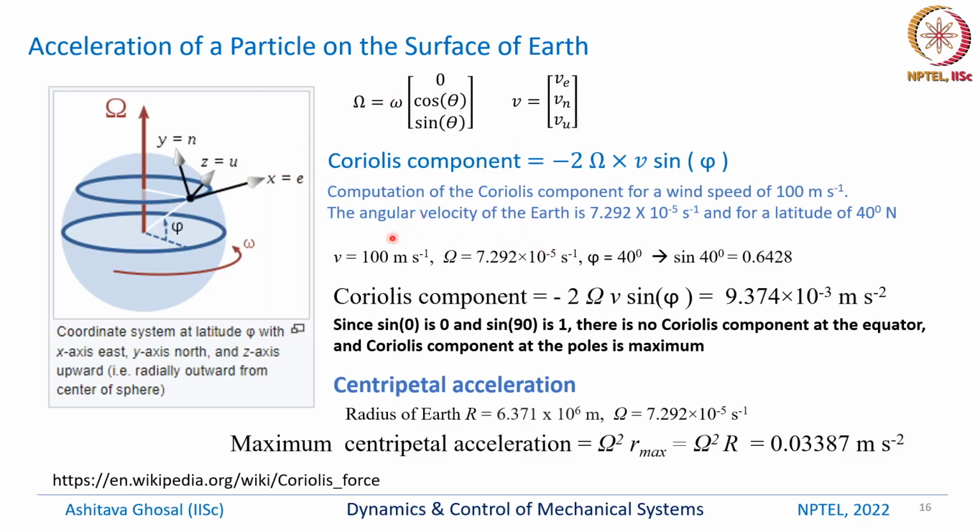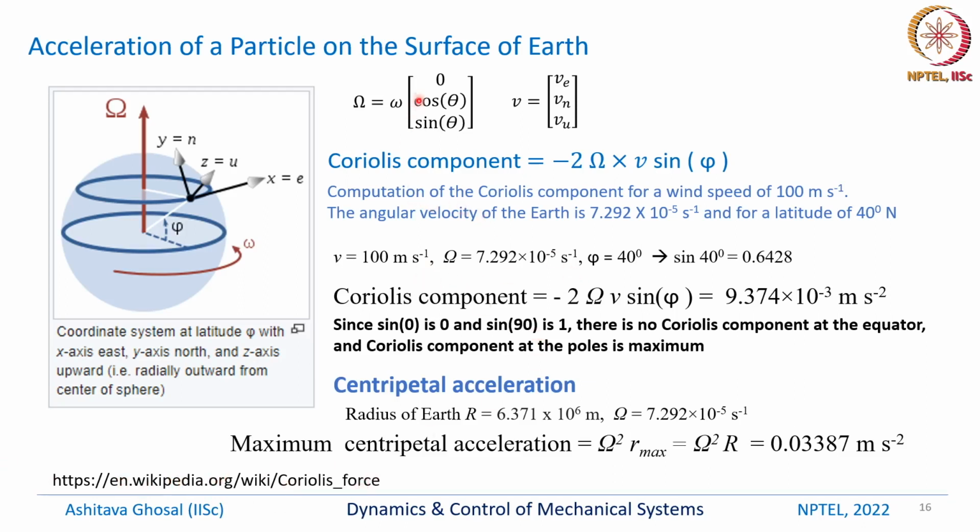So what is the typical value of v? Let's assume that this is 100 meters per second. So it's a very large, some particle of air or some object is moving on the surface of the Earth at 100 meters per second. Okay, the angular velocity of the Earth is measured. It is very well known. It is 7.292 times 10 to the minus 5 per second, radians per second. This is obtained from various literature. In fact, some of these things are obtained from Wikipedia.